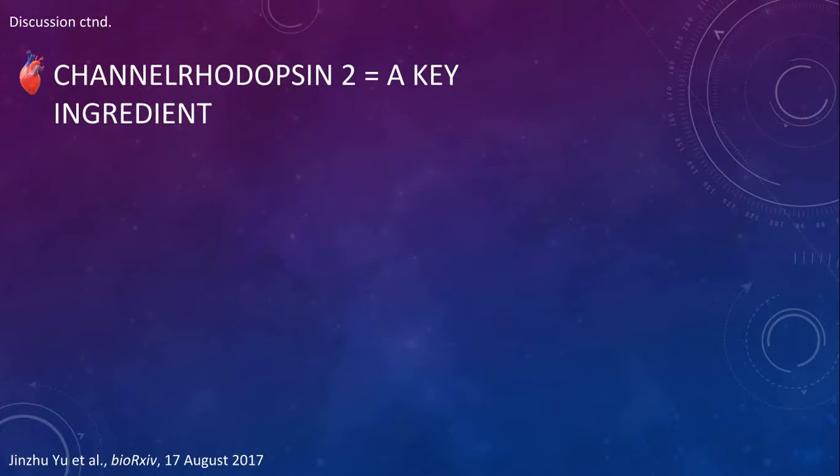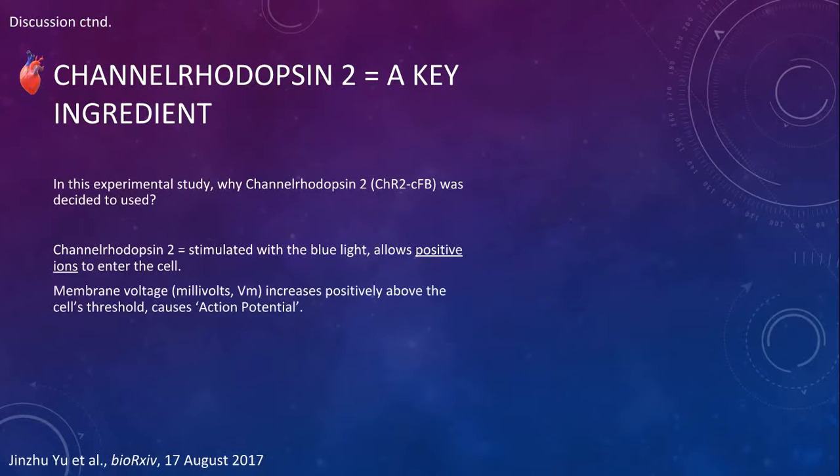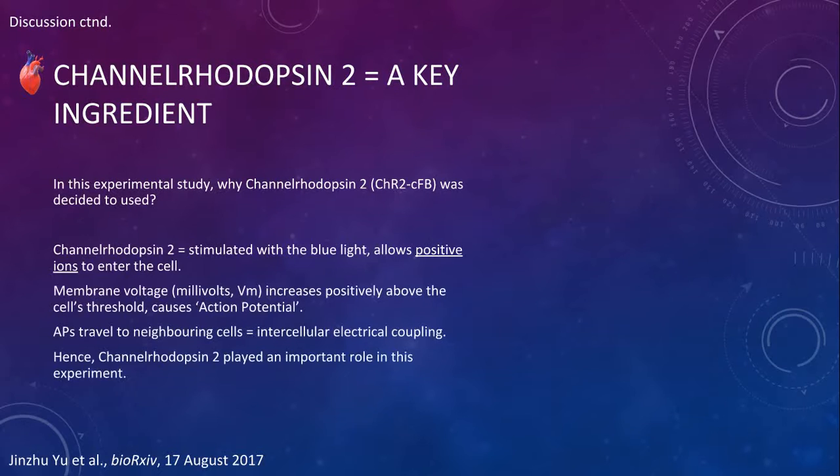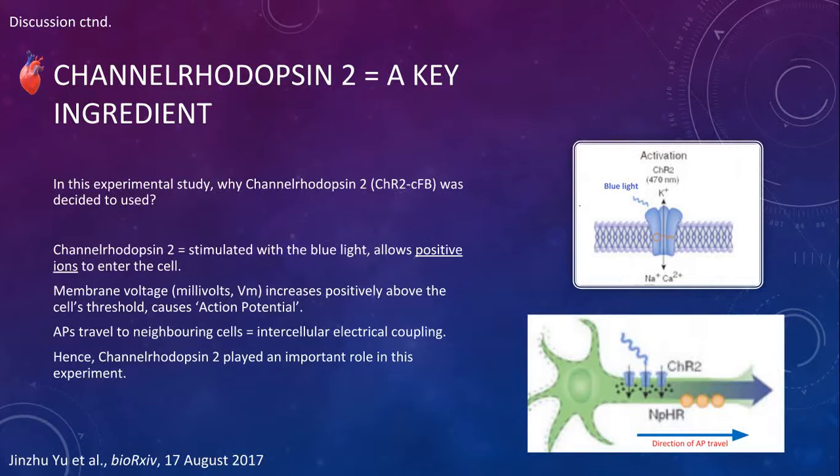Why was channelrhodopsin 2 used in the experiment? In this experimental study, channelrhodopsin 2 is an ion channel. When stimulated with blue light, it allows positive ions to enter the cell. When positive ions enter the cell, the membrane voltage increases above the cell's threshold. This increase in voltage starts an action potential. Then these APs travel to the neighboring cells via gap junctions to carry out the electrical coupling. Because the main goal was to measure electrical coupling in cardiac cell tissue, channelrhodopsin 2 plays an important role in this experiment.